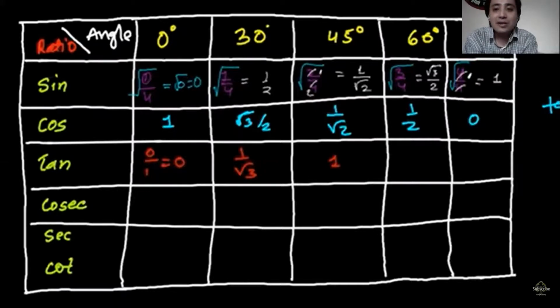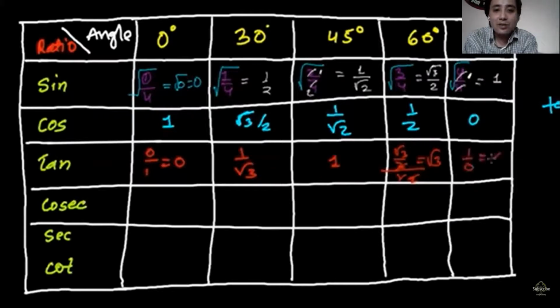How do we get that? Let us check quickly. Sine 60 is root 3 by 2 divided by cos 60, which is how much? 1 by 2. So 2 will get cancelled and we get root 3 by 1, which is equal to root 3. Then the next one, this is the most important part that we have to know.